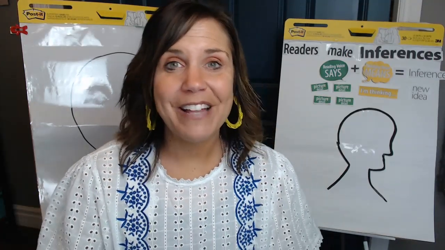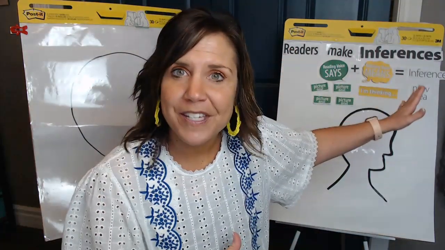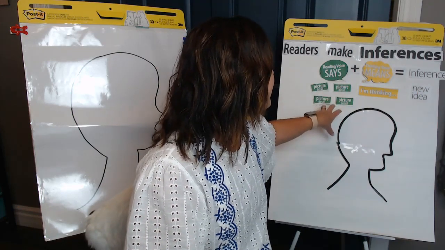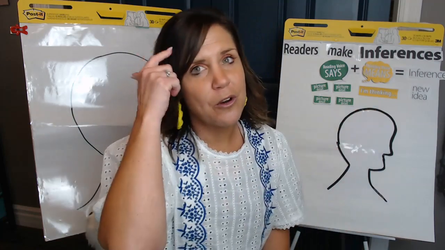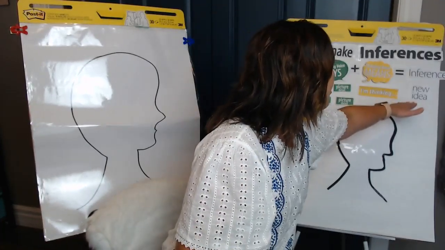In today's reading lesson, we're going to build on what we learned last time about how readers make inferences. You take those details from the reading voice, plus the details your thinking voice is telling you it all means, and you come up with a brand new idea.